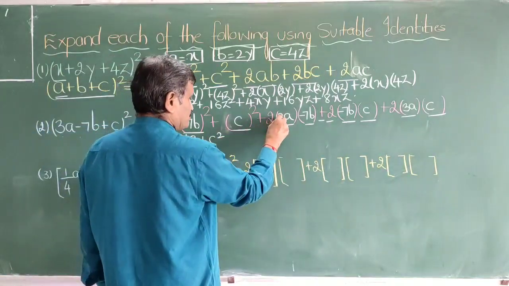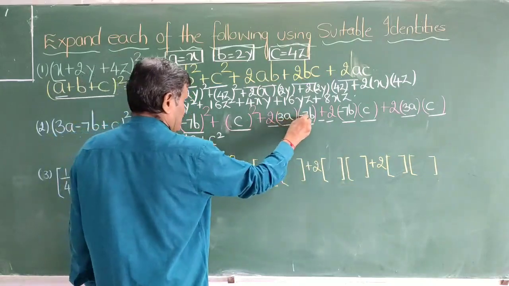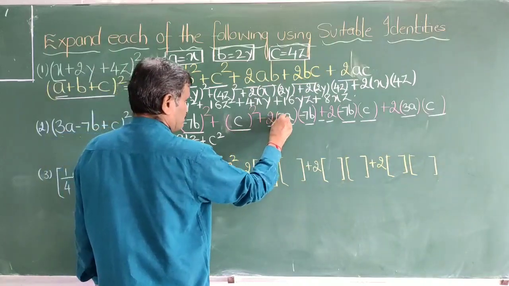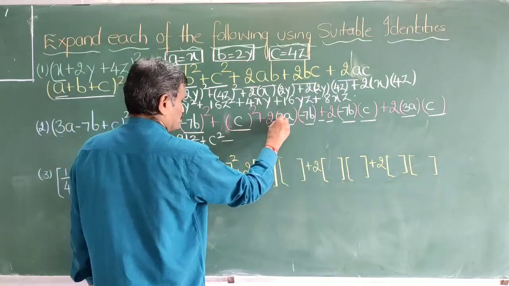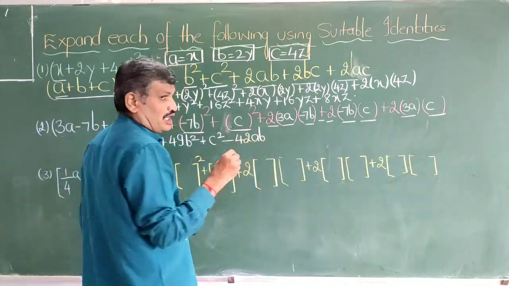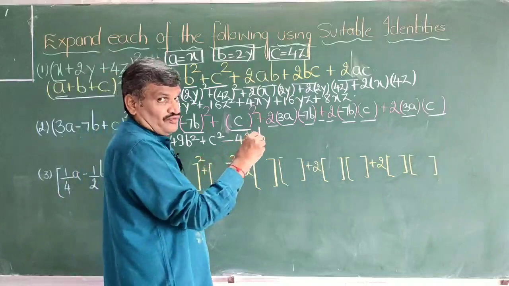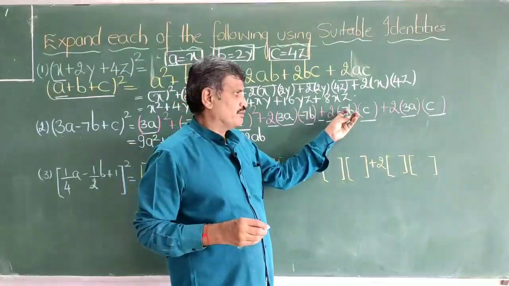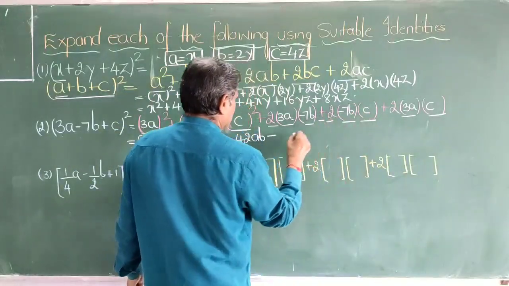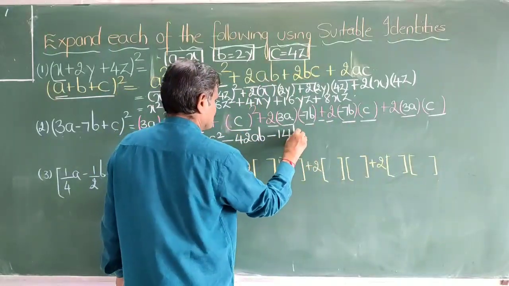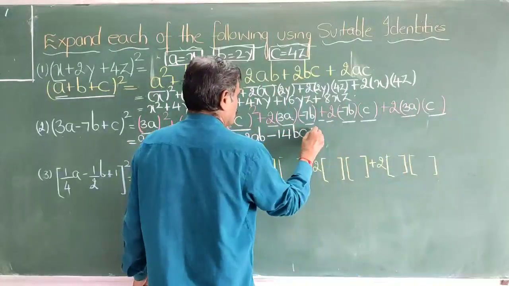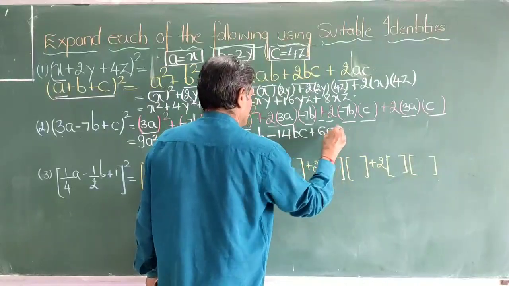Now here plus of plus is plus and plus of minus is minus. So 2 3s are 6, 6 7s are 42, and plus of plus is plus, plus of minus is minus. So 6 7s are 42 ab. Again plus of minus is minus and minus of plus is minus. 2 7s are 14, 14 bc. Then plus of plus is plus and plus of plus is plus. So what I get here is 6ac.